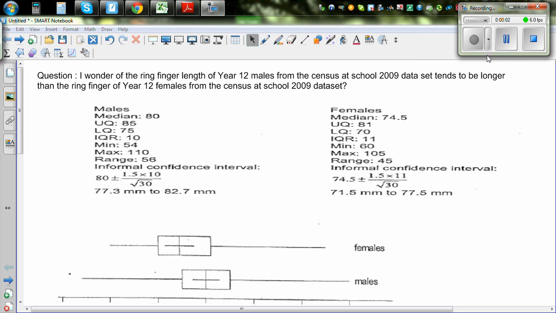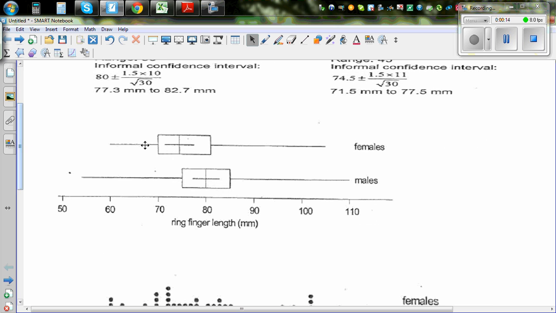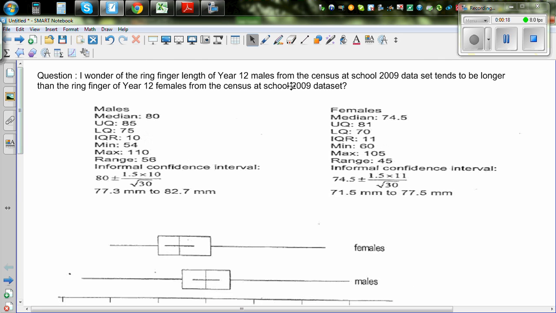In this video, I would like to talk about making inference when comparing two data sets. So this is the data, or this is the stats. I've got the stats, I've got the box and whisker, and the dot plot of two data sets. The data is about the ring finger length of boys and girls. So you always start with the question.